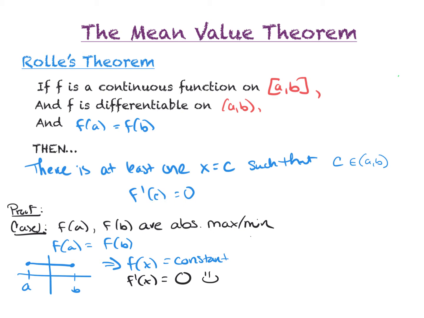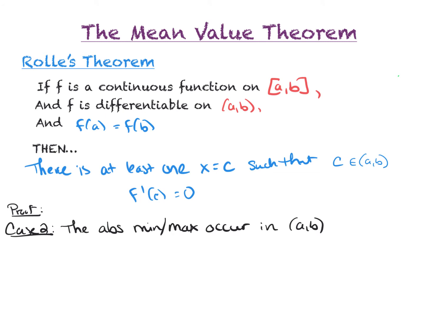So let's look at case two. Case two would be that the absolute min and max occur somewhere in the middle of a and b. So perhaps a graph that looks like this. Let's see, a to b, the y values must match. And draw my function in here. Continuous function. Oh, the derivative doesn't equal 0. Ooh, I did not draw... I definitely have an absolute minimum here.